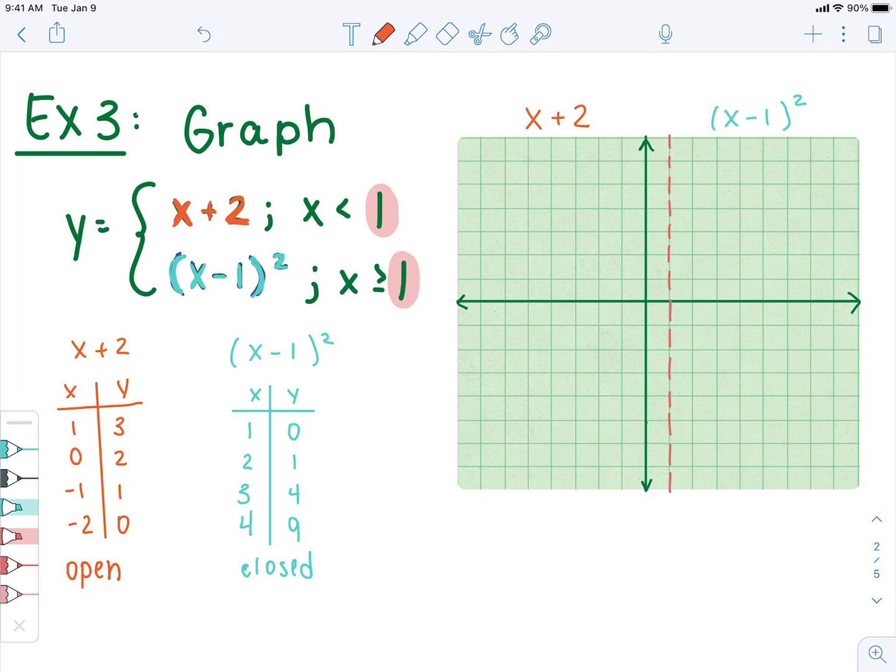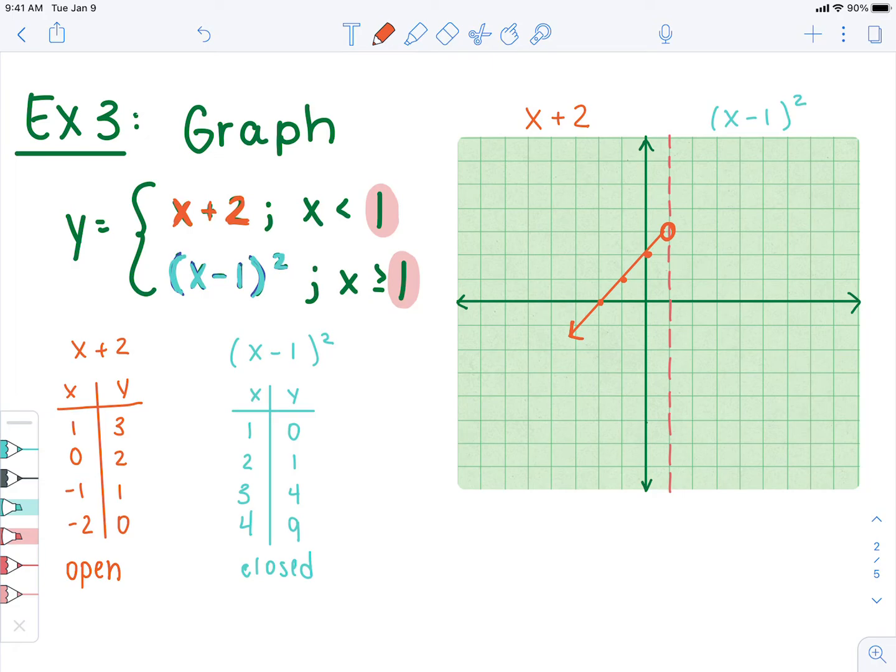And then I'm going to graph it. So I'm going to go over to 1, 3, which now I know 1, 3 has to be an open circle, so go over 1, up 3. And I'm going to draw my open circle. And then I'm going to plot my other points, 2, 0, negative 1, 1, negative 2, 0. I draw my line.